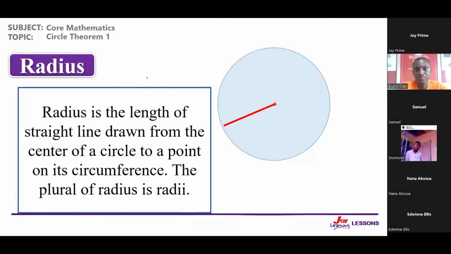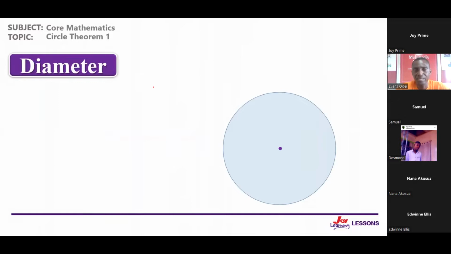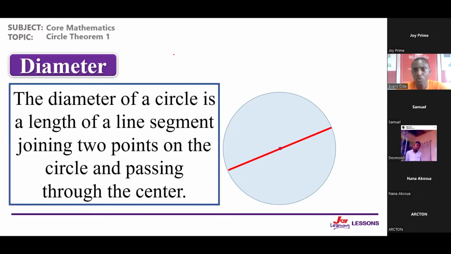Then we are going to use another word called diameter. When we talk of diameter, all we are saying is it's just a straight line that passes through the center of a circle from one point of the circumference to another. Or we'll say the diameter of a circle is the length of a line segment joining two points on the circle and passing through the center.